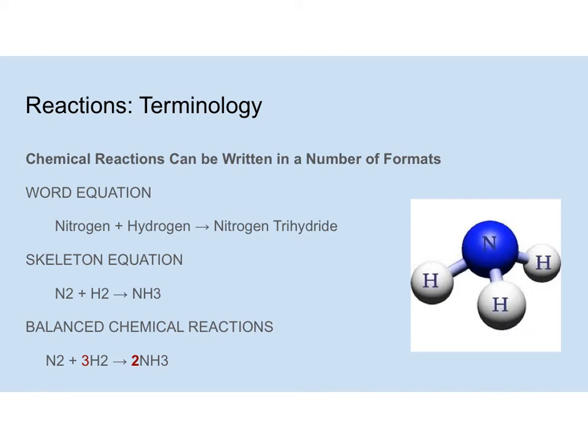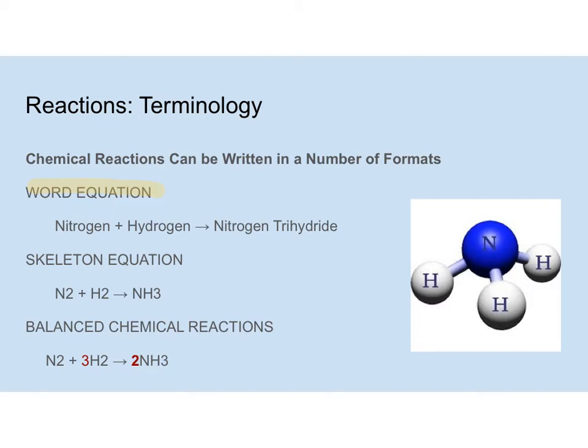So the first part is just going down to some terminology. There's three ways that we really write out reactions. We write them out as word equations. You can see here, I'm talking about originally. Let me just highlight this for you. The first one we're going to talk about is word equations, and that's simply just using words, like nitrogen plus hydrogen leads to nitrogen trihydride.